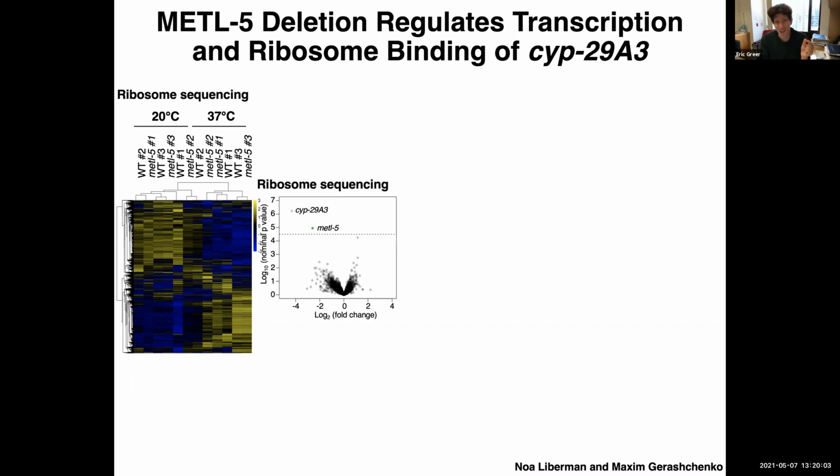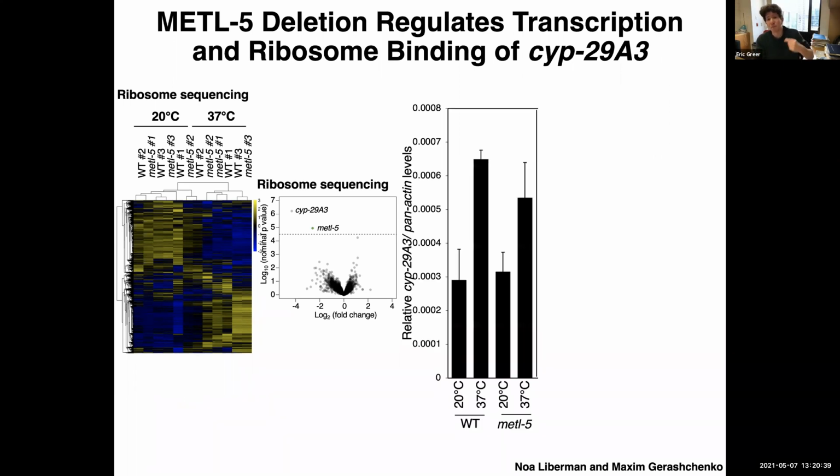However, there was a single gene which reached above our level of statistical significance, CYP29E3, which did appear to be statistically significantly differently bound by the ribosome when we have or when we don't have this methylation of the 18S. So this is always a little bit worrisome when you do a genome-wide analysis and you get a single transcript. But nonetheless, we wanted to test this to see if this was a real result and if CYP29E3 could be responsible for the altered stress resistance that we were observing in the METL5 mutant worms.